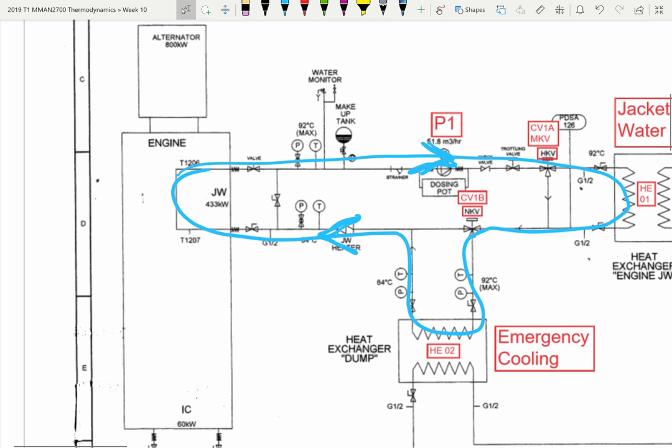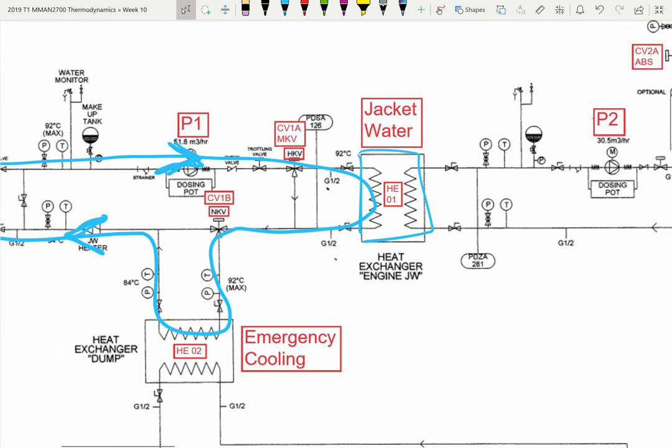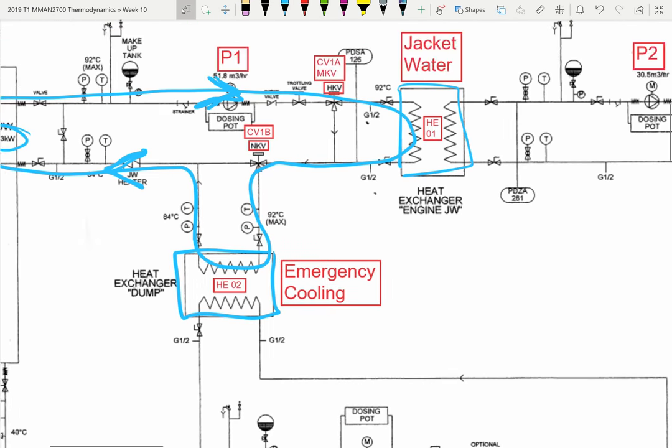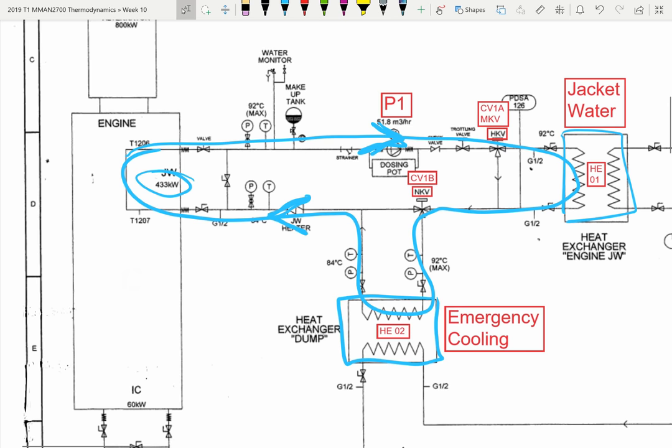And you can see here, it's taking 433 kilowatts of heat from the engine, and it's either delivering it through the jacket water heat exchanger to our next hydraulic loop through heat exchanger HE1, or it's delivering it through the emergency cooling heat exchanger through HE2 down to another hydraulic loop that we'll talk about in a moment. Let's go to the next one.